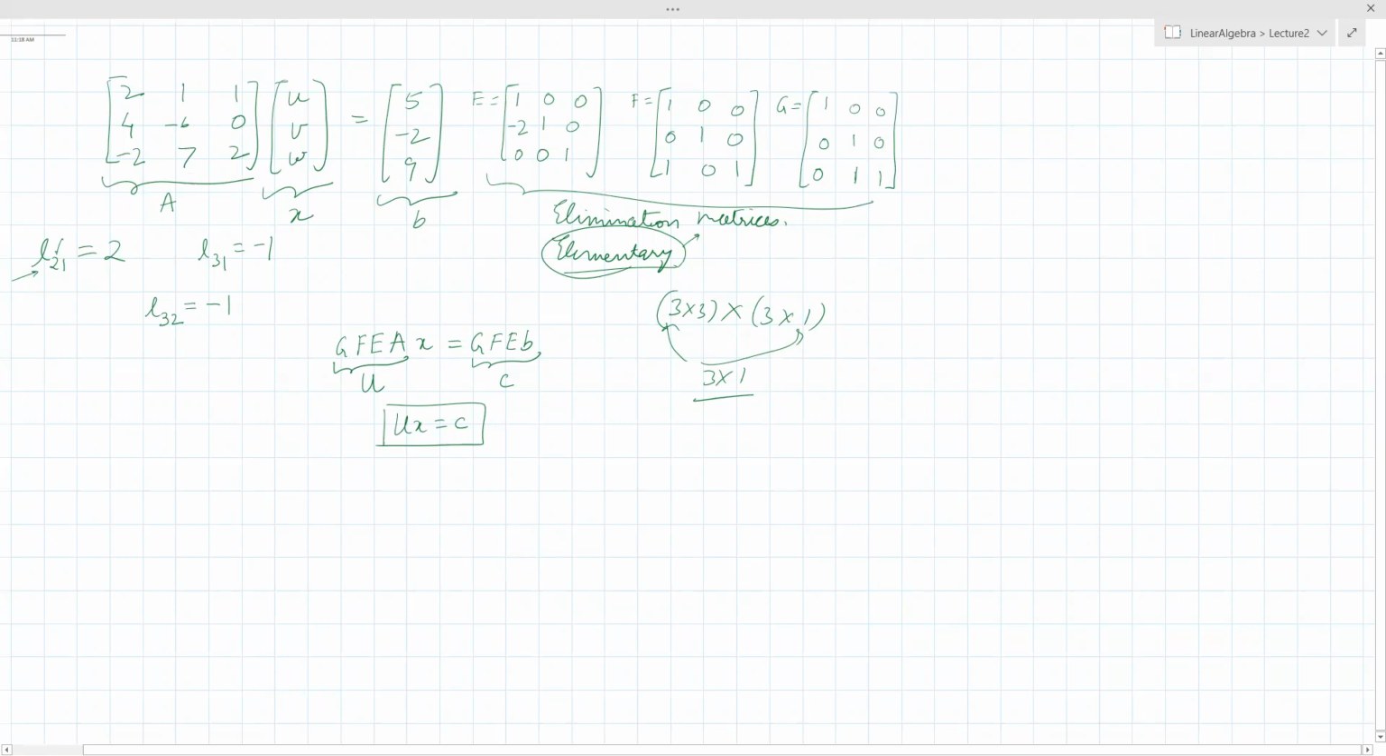So we have Ux is equal to C. Now I can define something. Now let me go back to this point. Ux is equal to G F E into B.